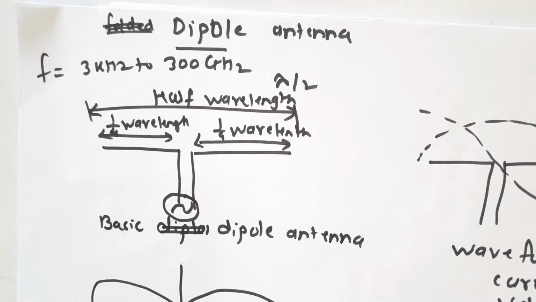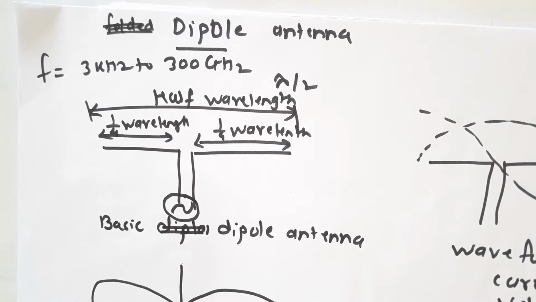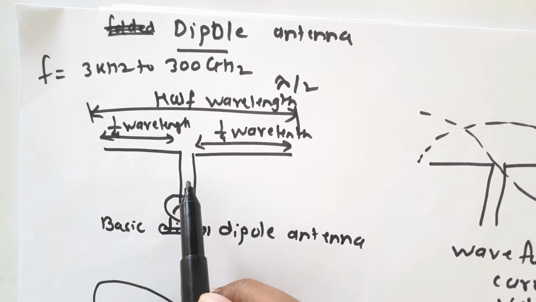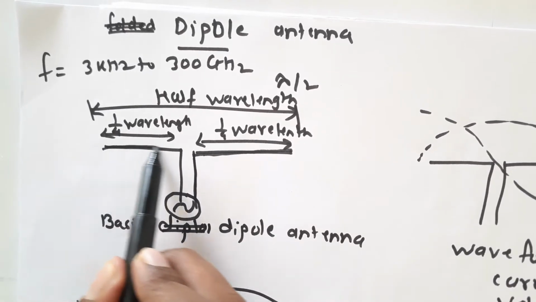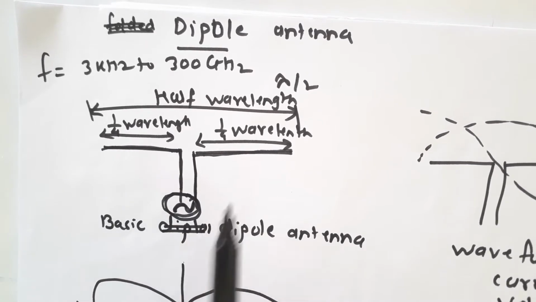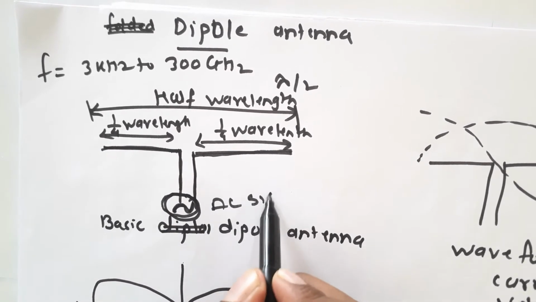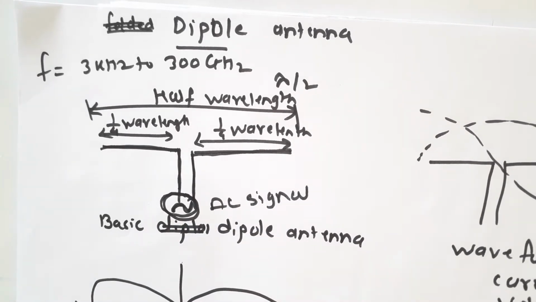So today we will see what a dipole antenna is. This is a basic antenna which is used in TV applications as well as radio applications. A dipole antenna basically has two poles. Here is the structure of the dipole antenna. This is one pole and this will be the other pole. For these two poles we have to give the AC signal. By applying the AC signal, this antenna will radiate the signals.